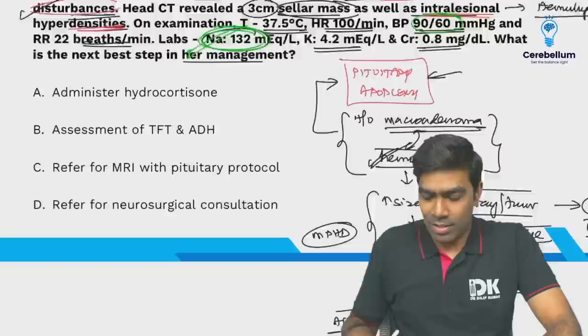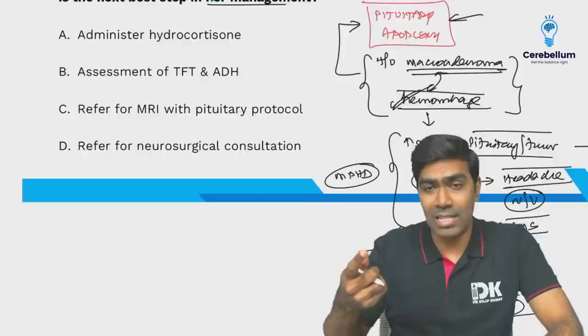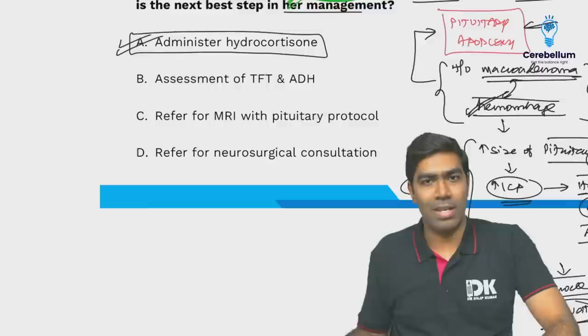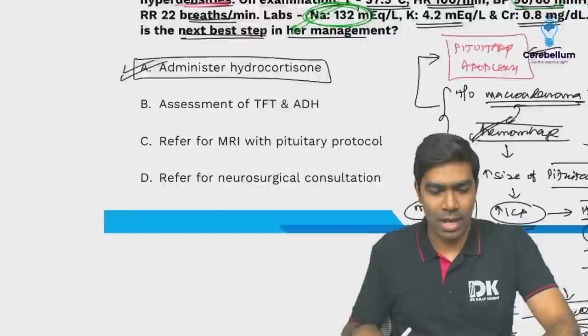Clear? So very simple. This is a case of macroadenoma causing apoplexy and you are having ACTH deficiency. And because of that, you are in a pre-shock state. So what are you going to do? Administer hydrocortisone as the next step, because this is a life-saving therapy. They are asking the next best step in the management. Administer hydrocortisone. Correct the shock.